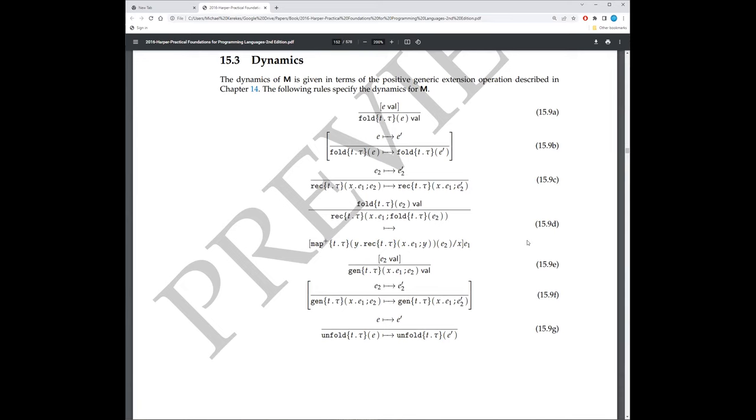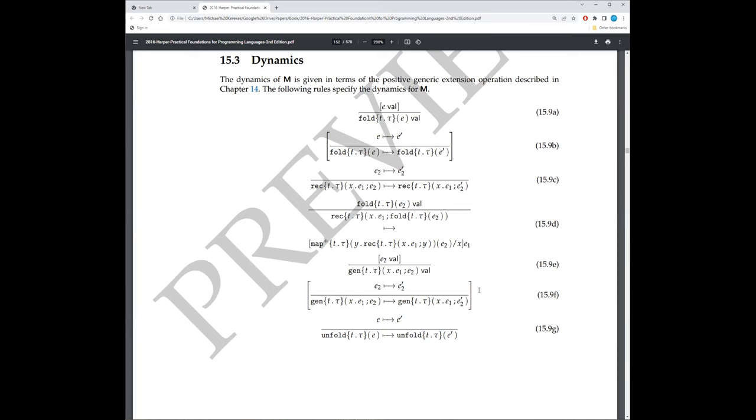Yeah, so he's trying to say, is it like the connection between inductive and coinductive types? So if you produce an inductive value, you can use rec to take it apart, I guess. Or something like that.